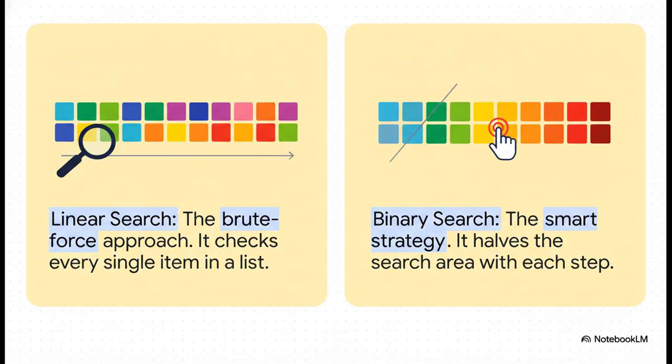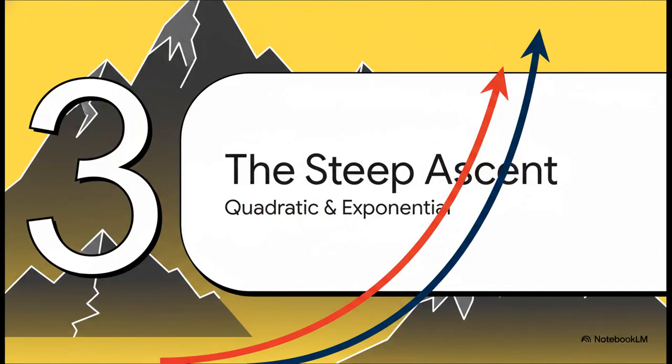But it perfectly shows how picking a smarter algorithm turns a steady hike into a nearly flat walk in the park. All right, you might want to brace yourselves. We are leaving the gentle slopes behind. We're now entering the territory of the steep, steep ascent, where things get dramatically harder. Welcome to quadratic and exponential time.